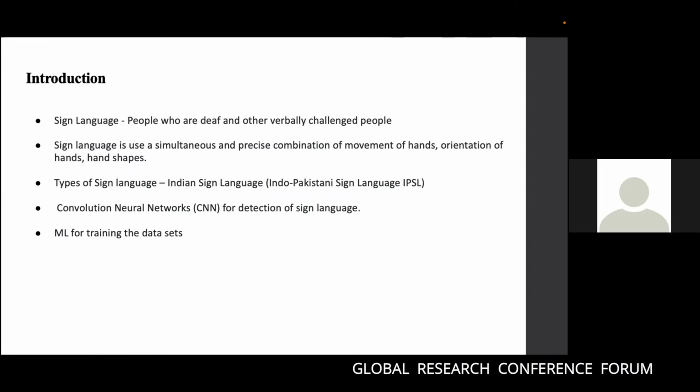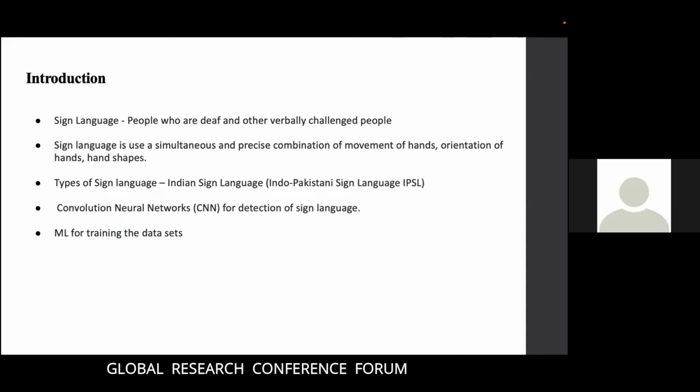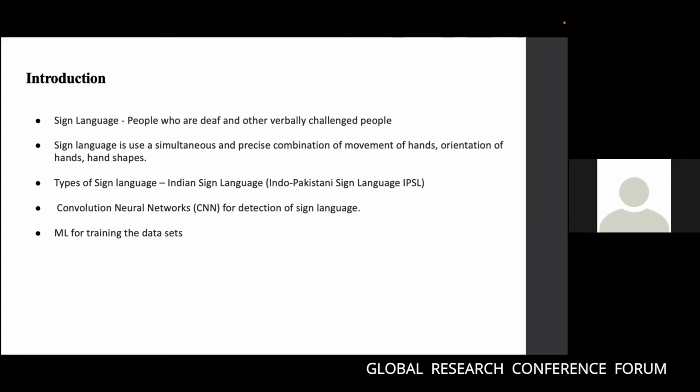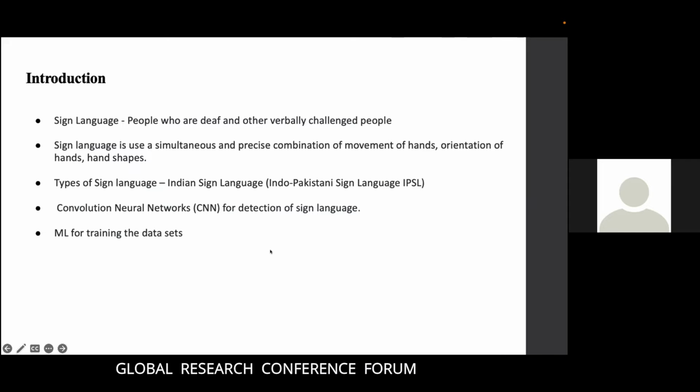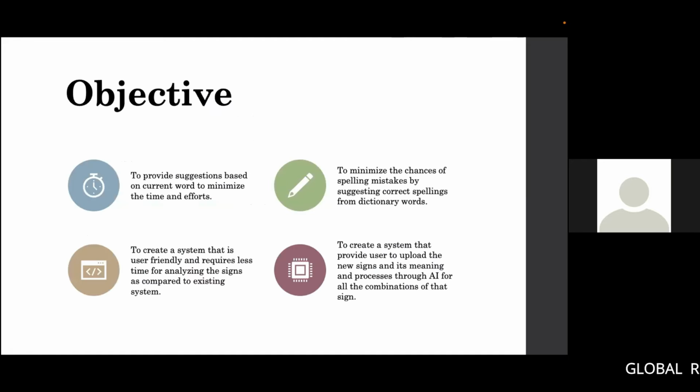In this one, we have basically used existing CNN models to detect the gestures, and in addition we have used machine learning for the trained data sets. So let us go to the objective.